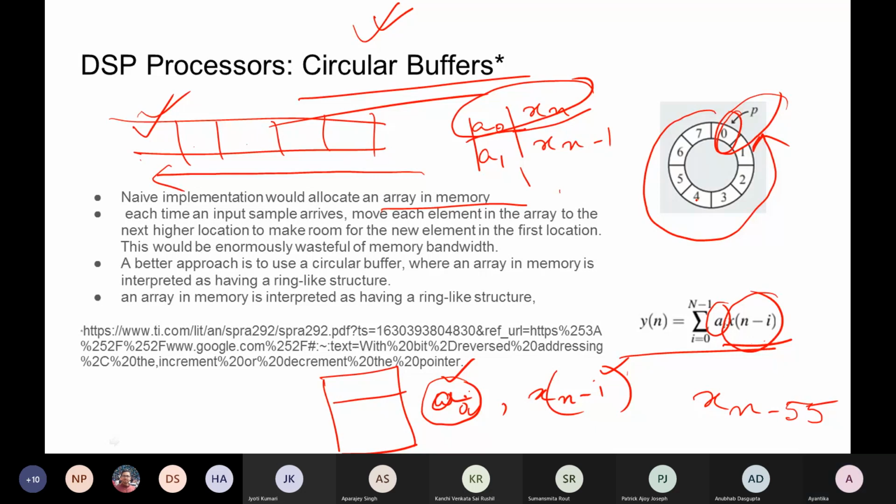So that's exactly what is written. A better approach is to use a circular buffer, where an array in memory is interpreted as having a ring-like structure. So after a certain window, this ring-like structure is useful to reuse your previous memory blocks. Okay, this is one feature.